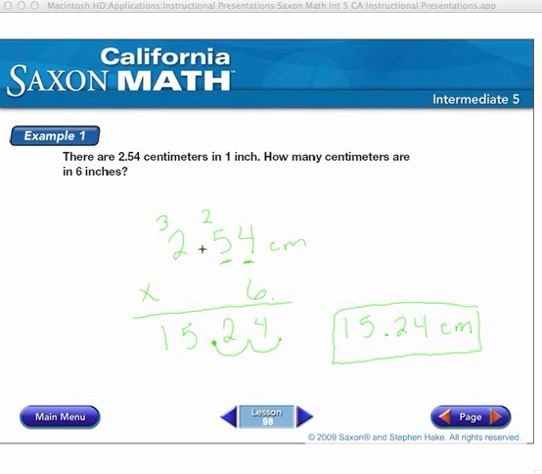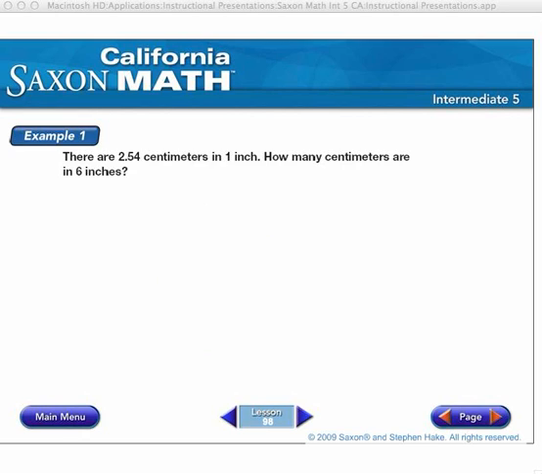Now, how do I know that this is a reasonable answer? If I round 2.54 up, I could round that to 3. 3 times 6 is 18, and 15.24 is close to 18. Now, if I only moved it one place and I had 152.4, 18 and 152 aren't even close. So I know that something would be wrong and my answer would be unreasonable. Okay? All right, let's look at example 2.